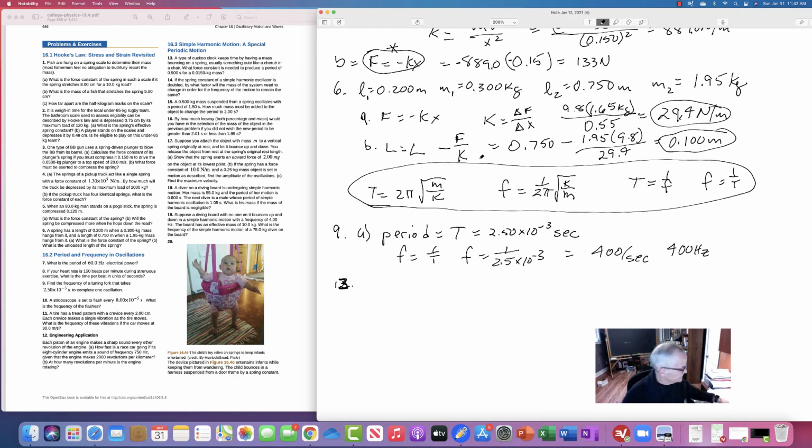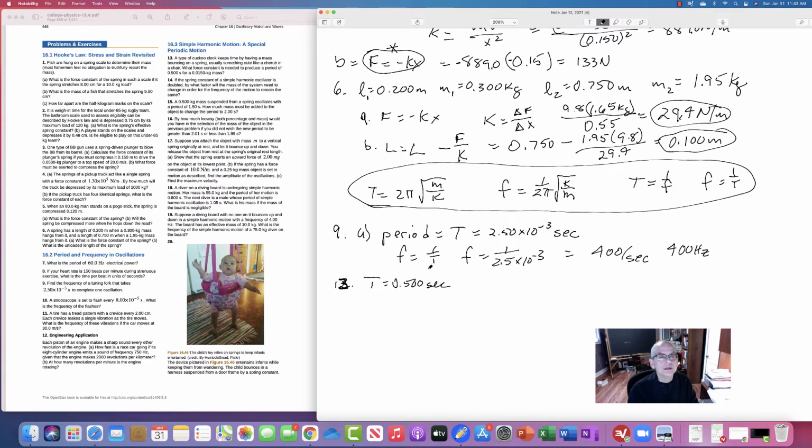Going to start again, and as I said, we're on number 13 now. A type of cuckoo clock keeps time by having a mass bouncing on a spring, usually something cute like a cherub in a chair. What force constant is needed to produce a period of half a second? Let's put these down. Period is going to be half a second.